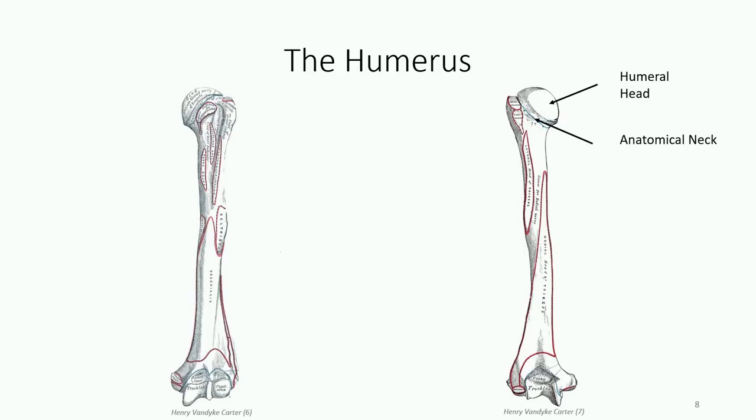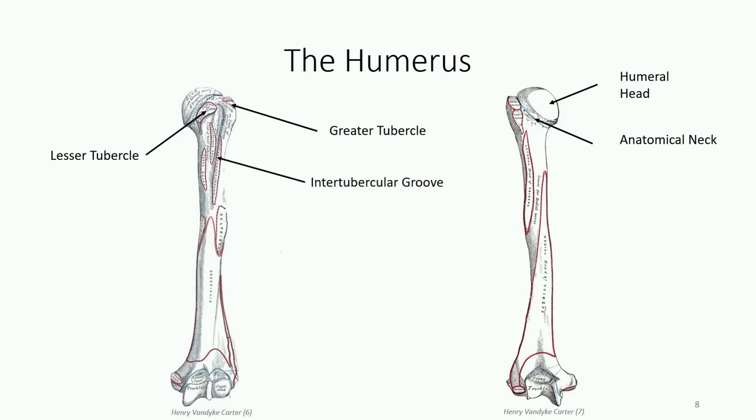epiphyseal growth plate. Just distal to the neck are two prominent projections, the greater tubercle superolaterally and the lesser tubercle inferomedially, which serve as sites for muscle insertion of the scapulohumeral muscles. Between these tubercles is an impression called the intertubercular or bicipital groove. As the name implies, the groove is formed by the tendon from the long head of the biceps brachii, which, as we will see, passes between the two tubercles.